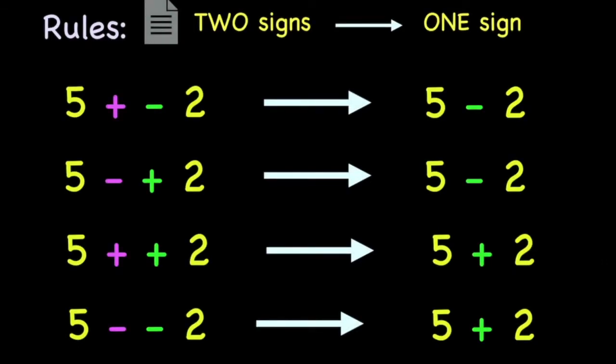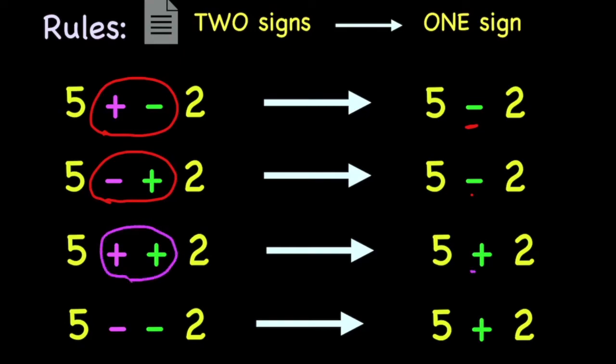Now, fortunately, there are rules that help you, and here they are. When you have a plus and a minus sign, it reduces to just a minus sign. Minus and a plus, just a minus sign. So in other words, it doesn't matter what comes first. Whenever you have a plus and a minus sign, you have a minus sign that results. When you have two plus signs, it results in a plus sign. Two minus signs also results in a plus sign.